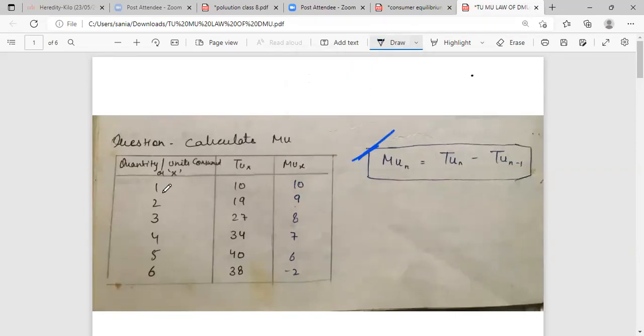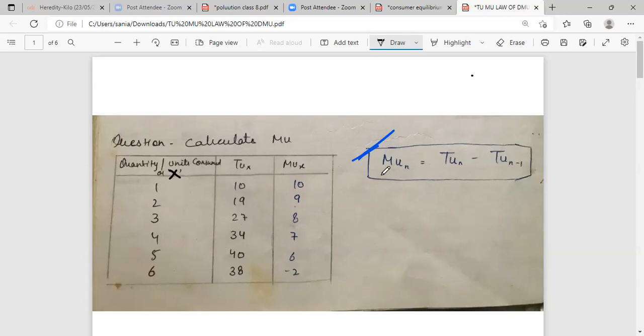So this is basically the units the consumer is utilizing, right? Good X: 1, 2, 3, 4, 5, 6, 7, like this. Now this is the TU, the total the consumer is getting. So it is 10, 19, 27, 34, 40 and 38.